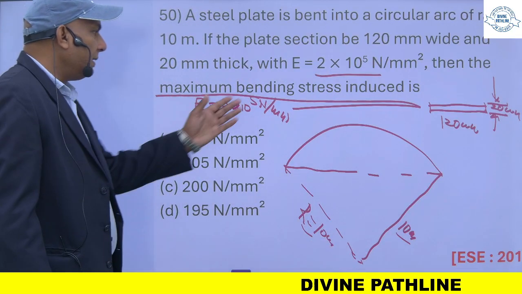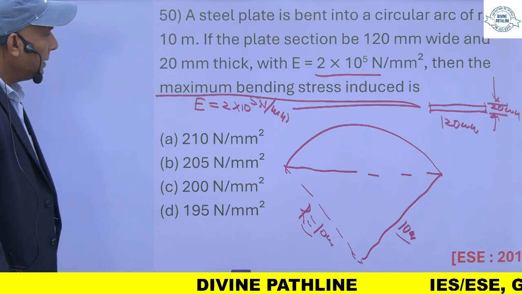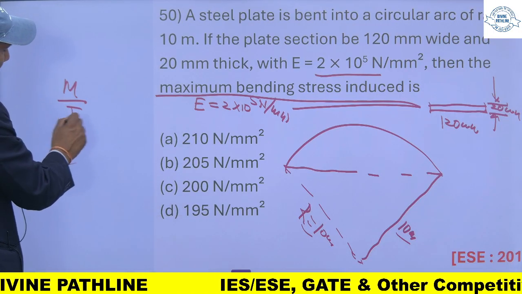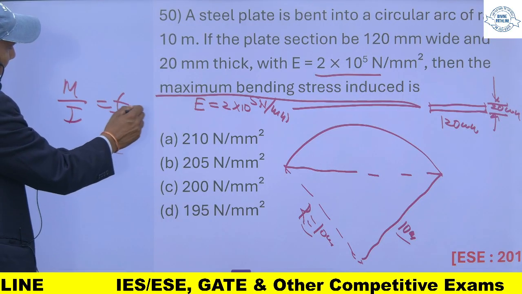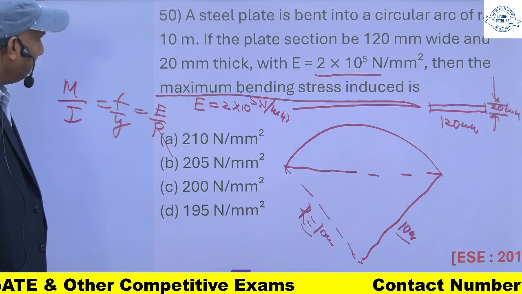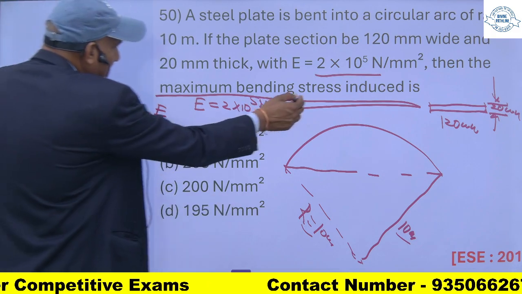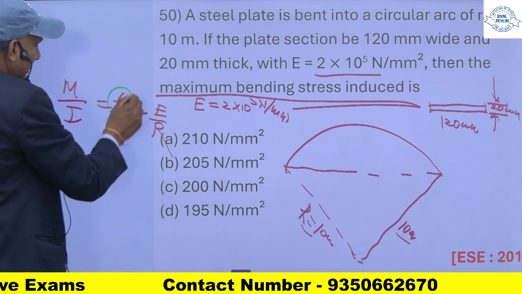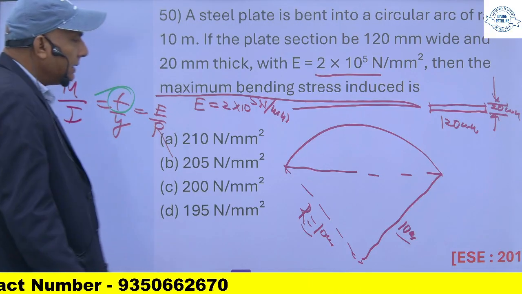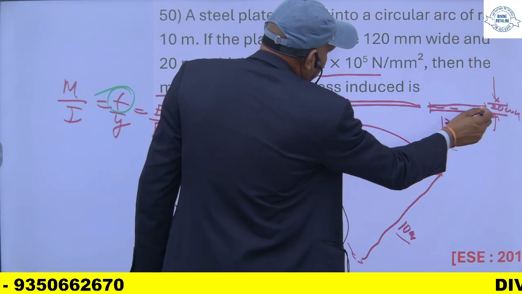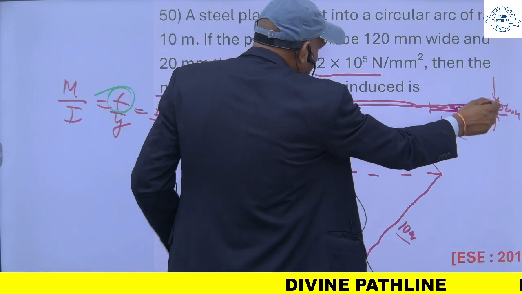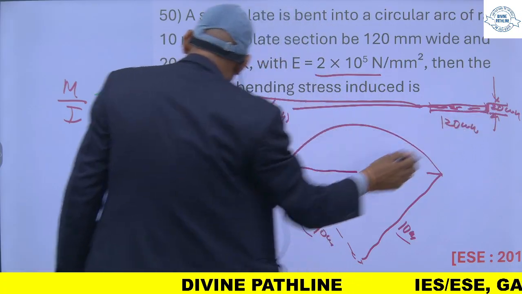So maximum bending stress is to be calculated. As we know, M upon I is equal to F upon Y is equal to E upon R. In this case, this maximum bending stress F has to be calculated. Y is the distance of this plate. This will be the plate about this axis, and this distance y will be half of this depth. This is 20 mm, so y will be 10 mm.